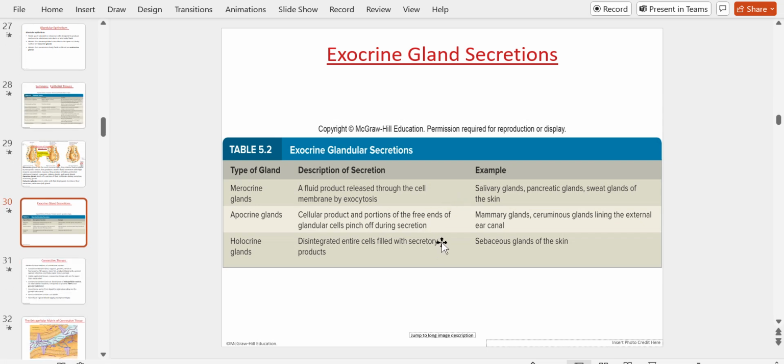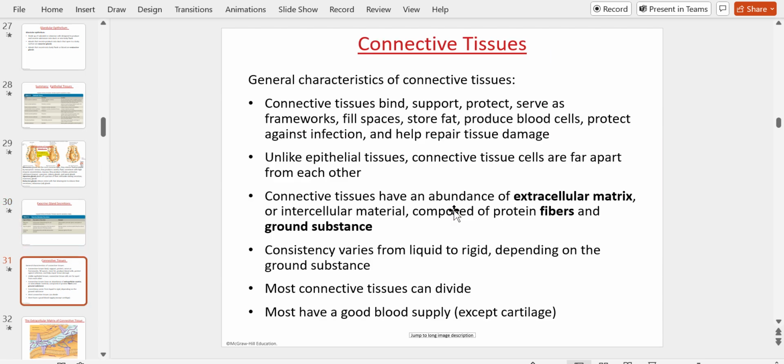Great little shot here, it details some examples. Okay, salivary glands, mammary glands, sebaceous glands of the skin. I would know that one as well. Moving on into connective tissue. Okay, so we just did epithelial. Now we're moving on into connective tissue.